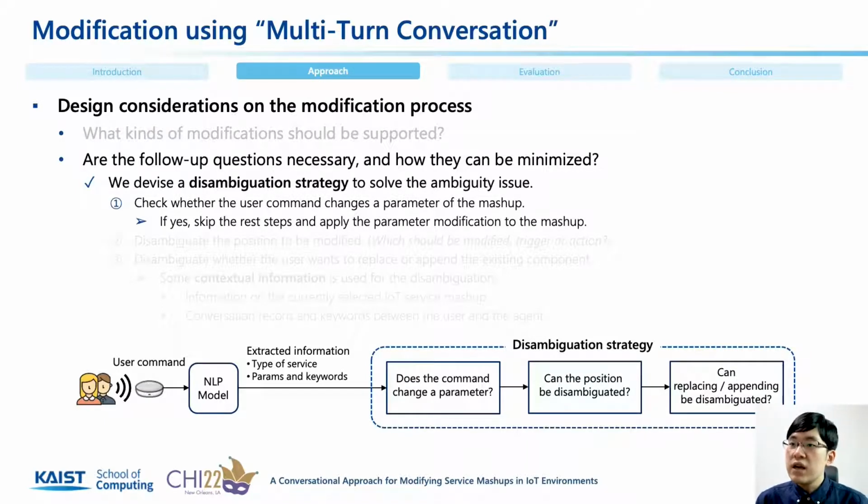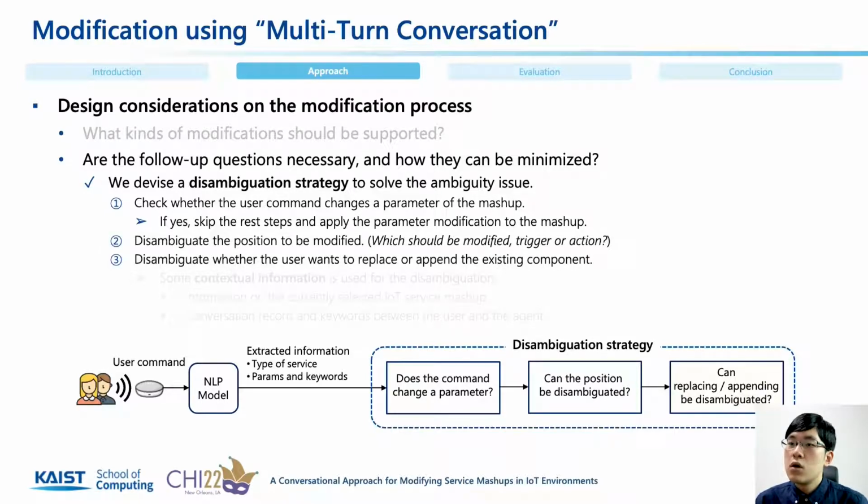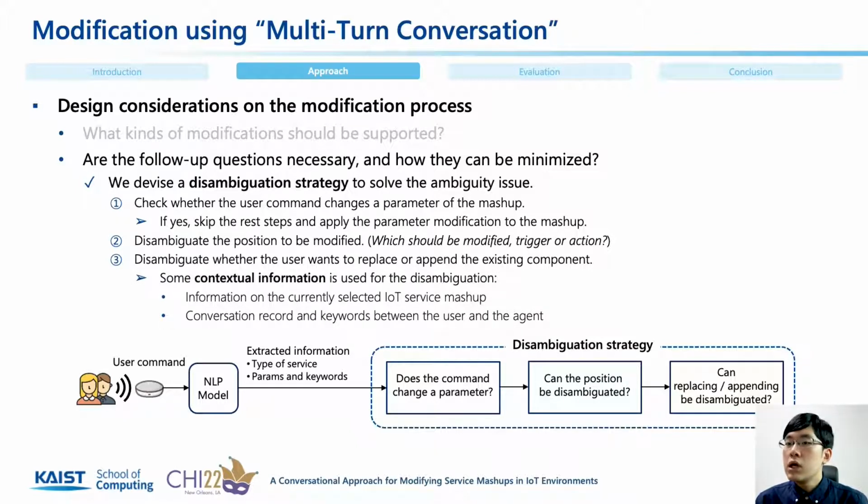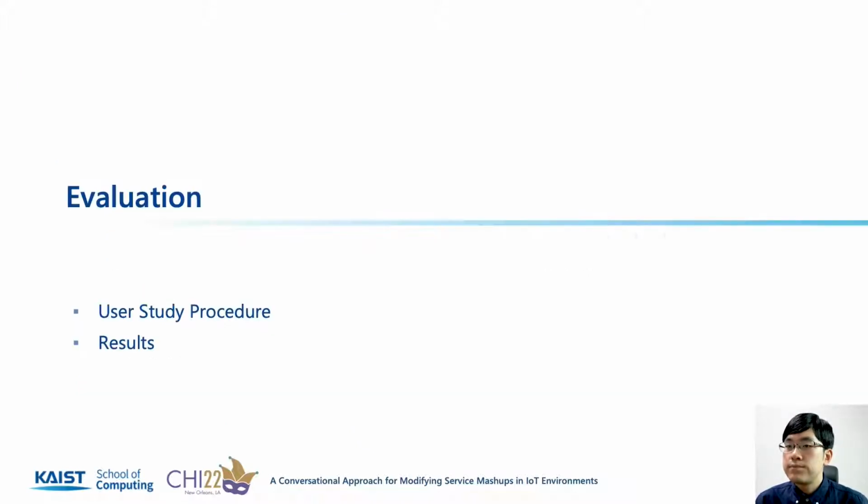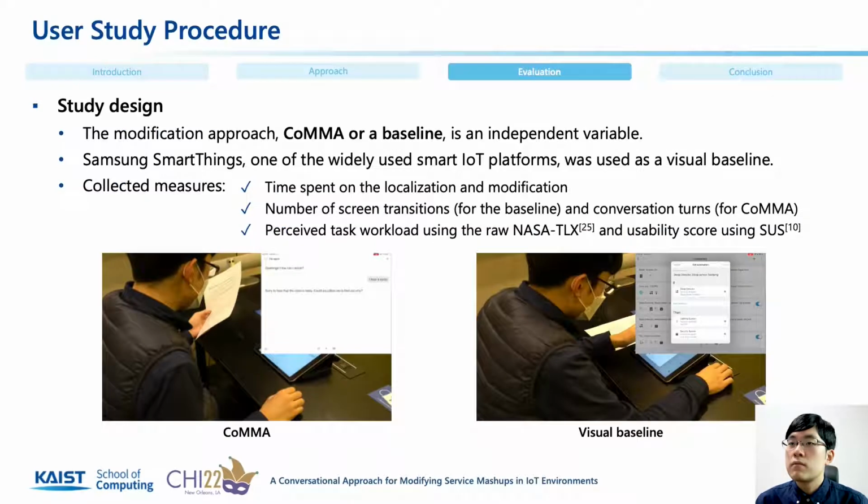We first check if the user tries to change the parameter, and if not, we disambiguate the position and the replace or append information. Here, contextual information, such as the current service mashup or conversation records, is checked, and if the information is not applicable, then a follow-up question is made. We finish looking through Comma, so let's move to the evaluation section.